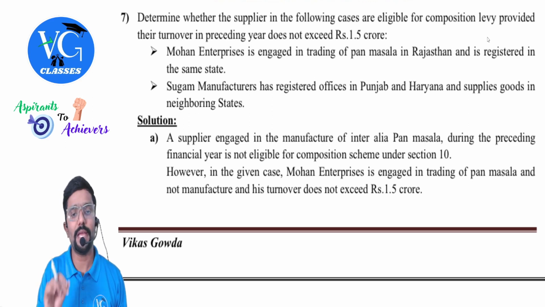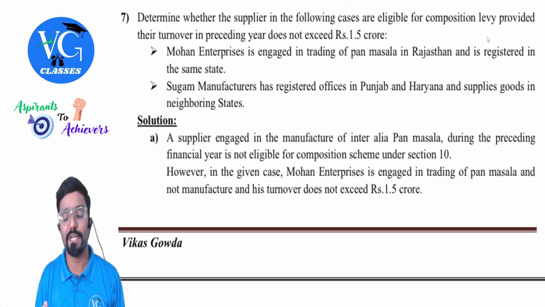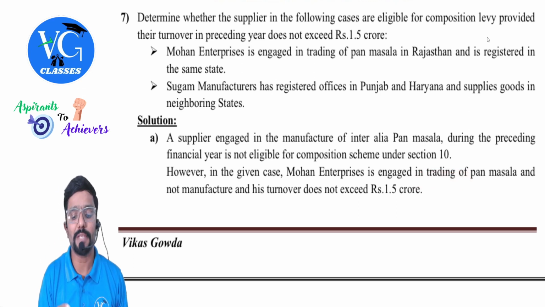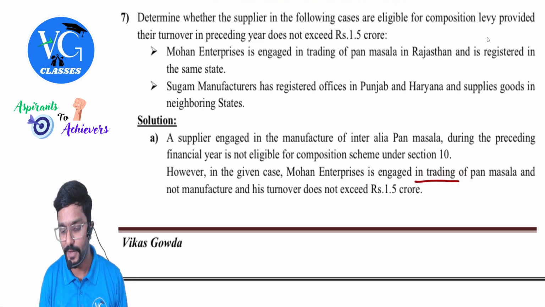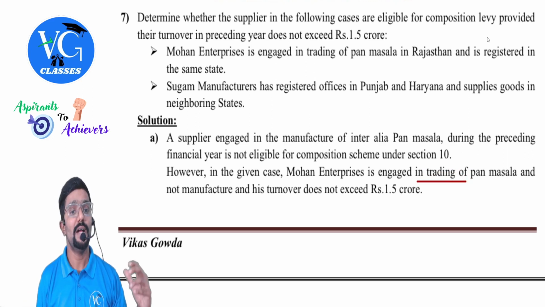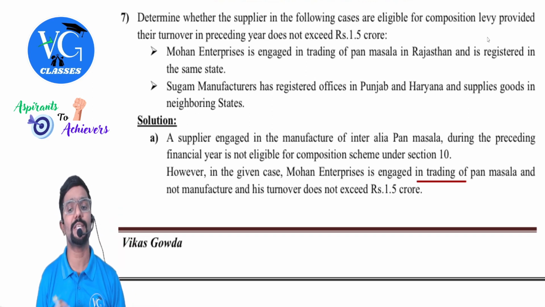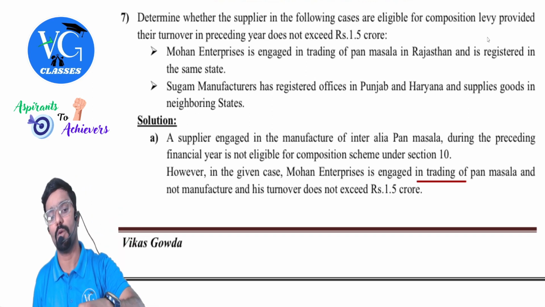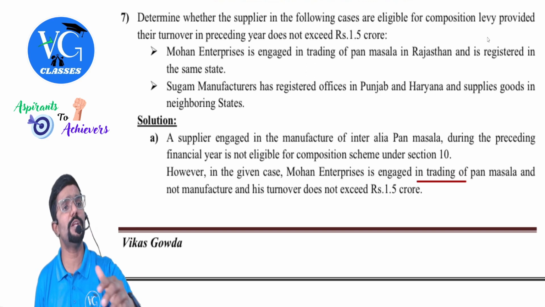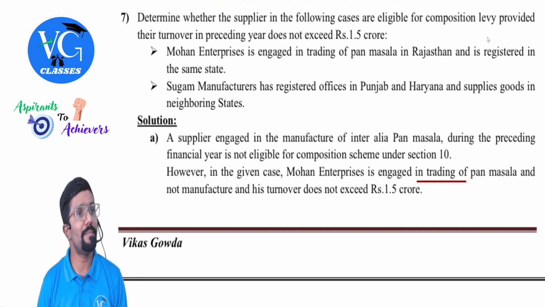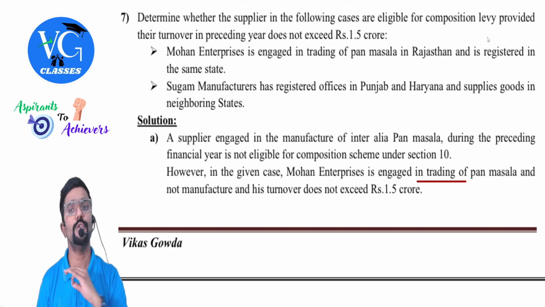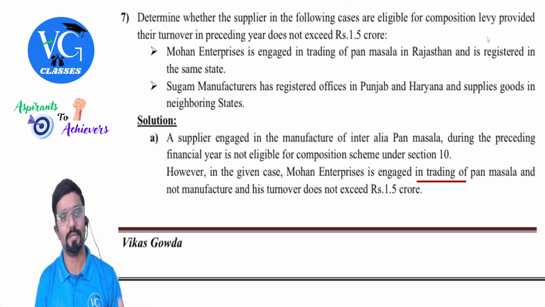However, in the given case, Moon Enterprises is engaged in trading, underline that when you are writing, trading of pan masala. Okay, let me underline, if not, you will forget. Trading of pan masala and not manufacture, and his turnover does not exceed 1.5 crore. Sir, what if he was manufacturing pan masala? Is he eligible? No, he would not be eligible.